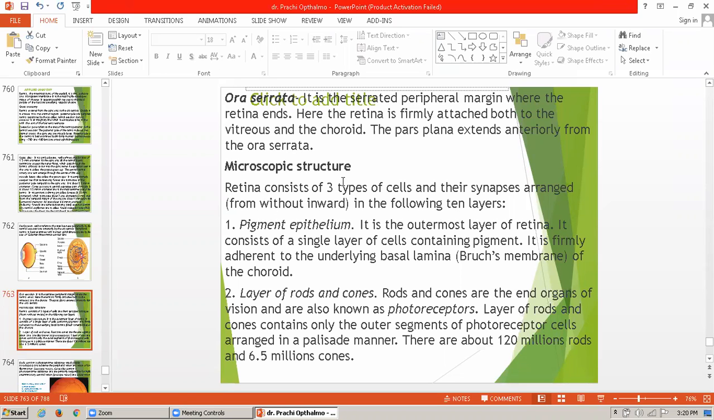The microscopic structure shows that the retina consists of three types of cells and their synapses arranged from without inward in the following 10 layers. The first one is the pigment epithelium. It is the outermost layer of the retina. It consists of a single layer of cells containing pigment and is firmly adherent to the underlying basal lamina, that is Bruch's membrane of the choroid.